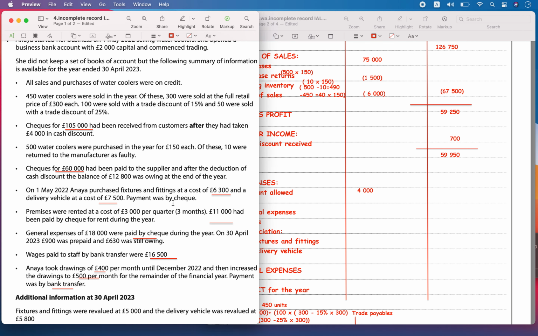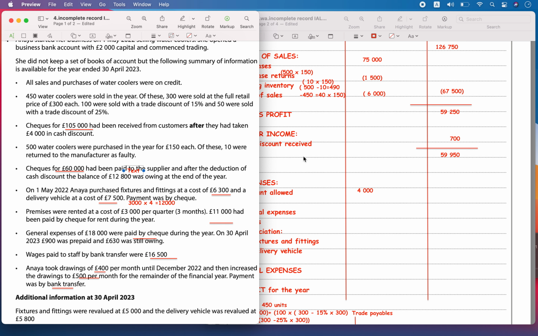Then rent, let's look at the rent. He says the premises was rented at the cost of 3,000 per quarter. So totally 3 times 4, that is per quarter. So they will have to pay 3,000 times 4. So the rent was 3,000 times 4. In the year it will become 12,000 pounds, but they paid 11,000.